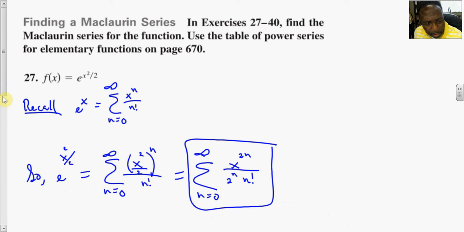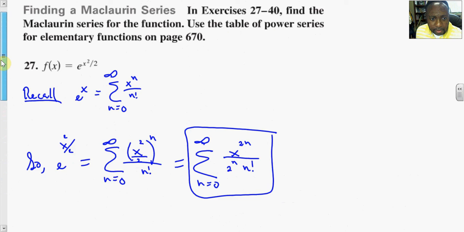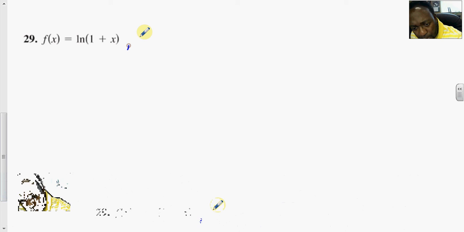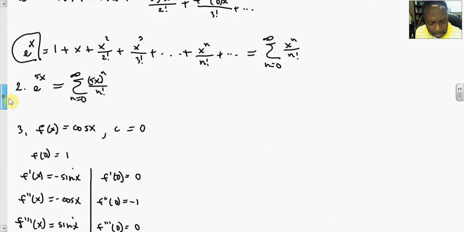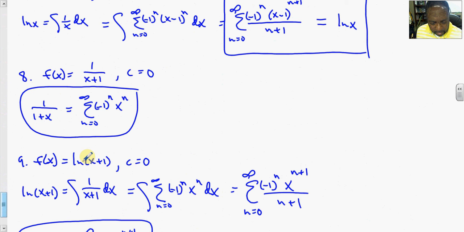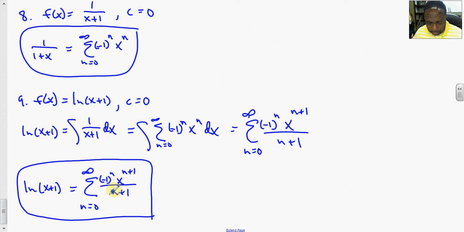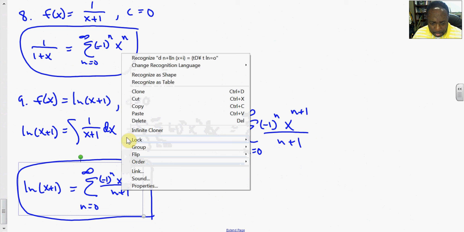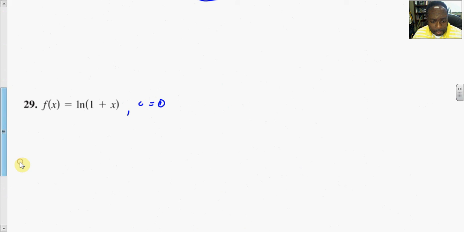We did this one as well, and it said Maclaurin. Let's see if we can go find that. The natural log of 1 plus x, where c is equal to 0. I think I got that one. If not, it's easy to build. That's the cool thing about it. That's it. f of x equals the natural log of x plus 1 centered at 0. We borrowed this function 1 over x plus 1, and we integrated that. So there it is.